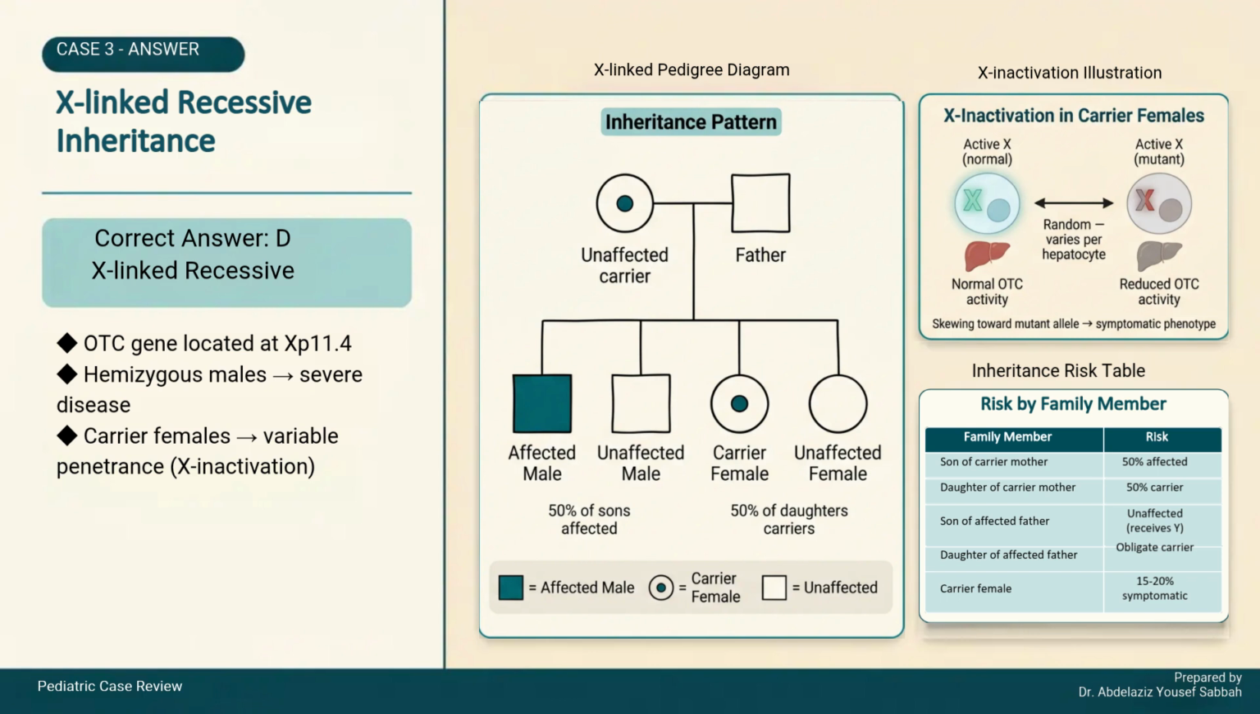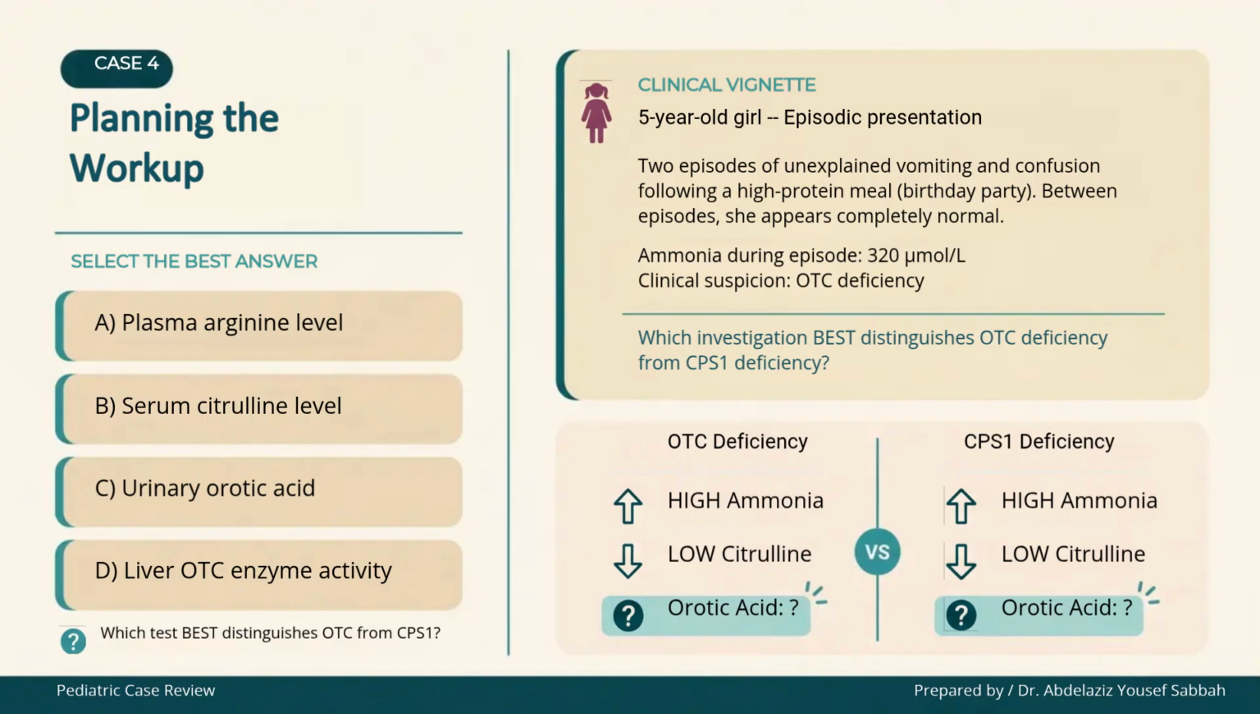For this family, sons of a carrier mother have a 50% chance of being affected, daughters a 50% chance of being carriers. The paternal uncle's infant death fits the X-linked pattern perfectly. Case 4. A 5-year-old girl with 2 episodes of unexplained vomiting and confusion after high-protein meals, normal in between. Ammonia during an episode was 320, and OTC deficiency is suspected.